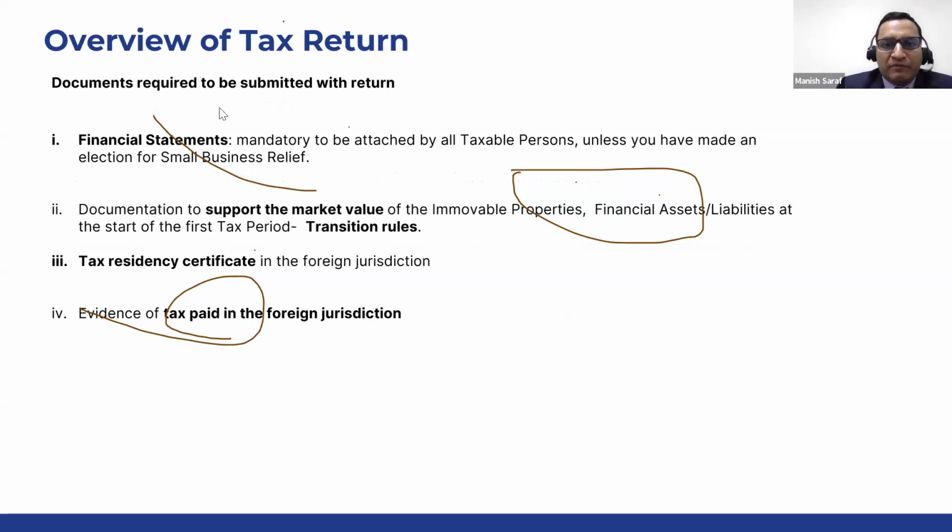Prakriti, can you please clean up this screen? I think there is a scribble here. Yes, Manish, I'm looking at it. Give me a moment. Thank you.